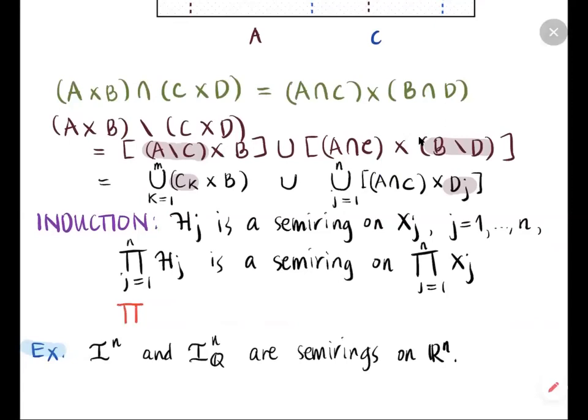On the other hand, the Cartesian product of the semirings H sub j is the Cartesian product of the sets A sub j, so this is the Cartesian product of the A sub j's such that A sub j is in the semiring H sub j for all j from 1 to n. And by this, it follows immediately that I^n, or I^n sub Q, so these are the cells having rational endpoints, are semirings on R^n. Well, this follows immediately since I^n, as we know, is the Cartesian product of the cells I, n times.